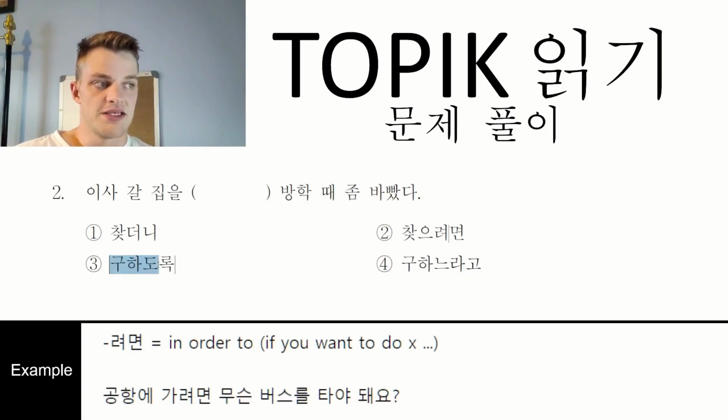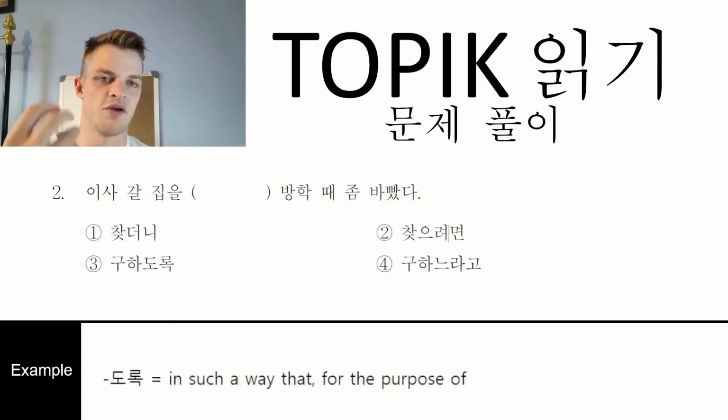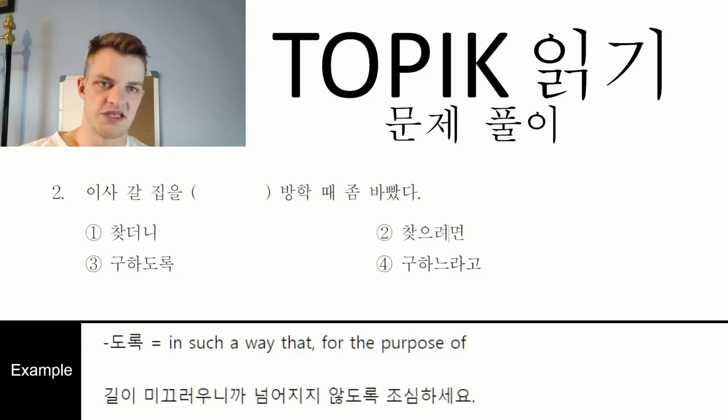Number 3 is 도록. Now 도록 is actually quite similar to 하려면. It also means in order to, but it has more of a meaning of for the purpose of something, or you do something in a way that something else happens. So it's used for causing another action. In this case, 구하도록 would be to cause something to find, or do something in such a way that someone finds something. So it's very commonly used when you're giving advice.